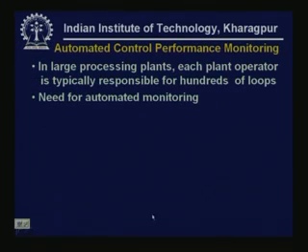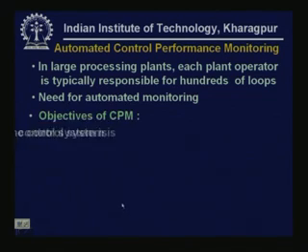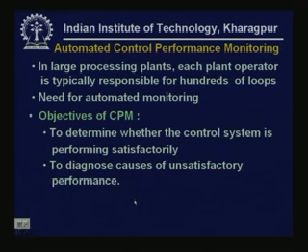Now, it turns out that, as you have seen from the previous picture, there are hundreds and sometimes maybe close to 1,000 variables and loops that an operator may be required to monitor. So, it is very difficult, and there is a need for automated monitoring. Purely manual monitoring requires lots and lots of experience, and even then operator errors cannot be ruled out and have occurred in various situations, just like they occur in aircraft accidents.